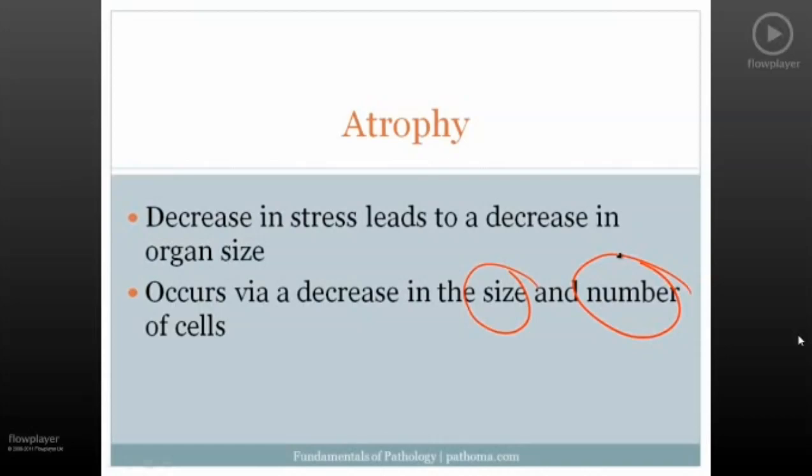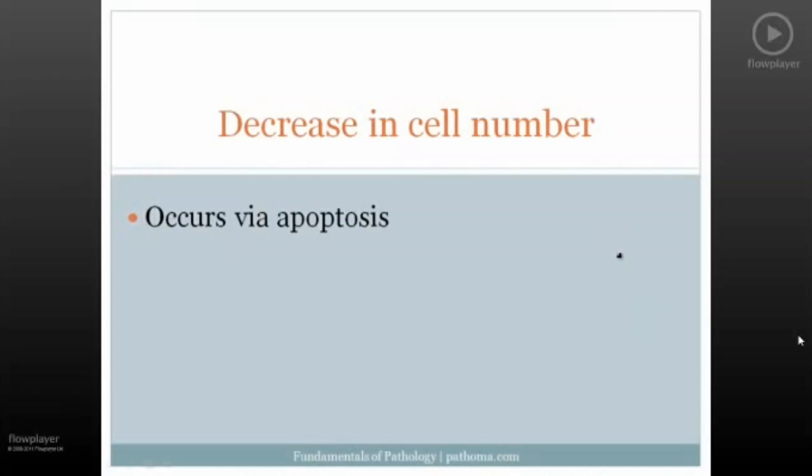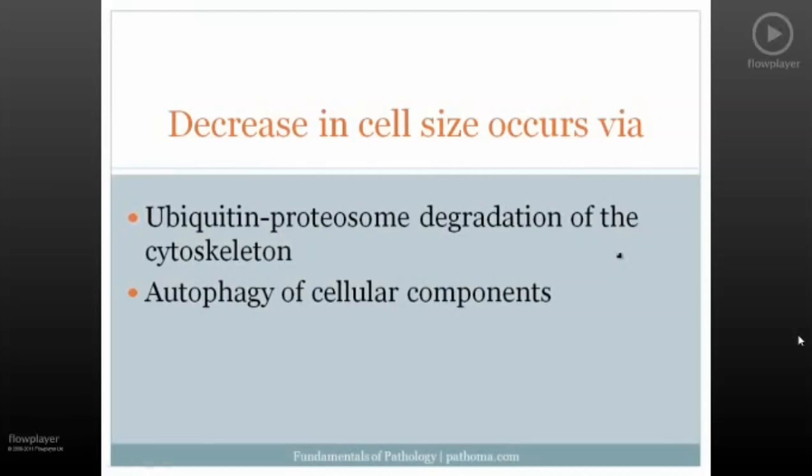Again, it's not sufficient to simply know the definition of atrophy. The examiners like to go after the mechanism of atrophy, and so let's touch on that briefly. Well, remember that atrophy is going to occur in 2 ways. The first would be to decrease the number of cells. And a decrease in number of cells is going to occur via apoptosis. Apoptosis is a mechanism of cellular death that we'll discuss in more detail later on in this chapter, but it's very important to know that a decrease in cell number will actually occur via apoptosis. A decrease in cell size is going to occur by 2 primary mechanisms.